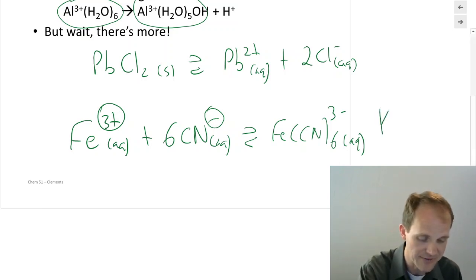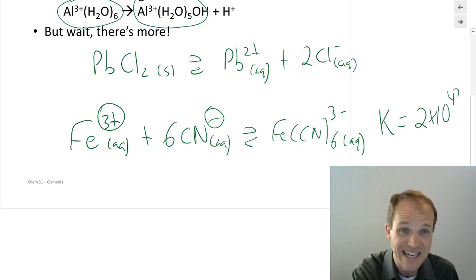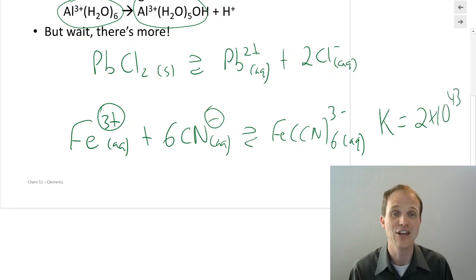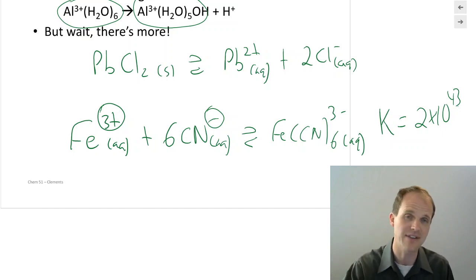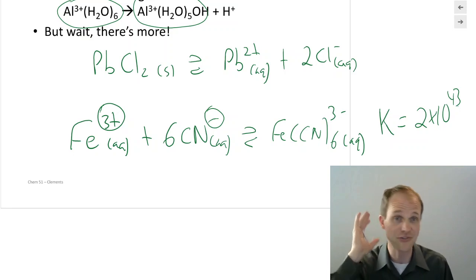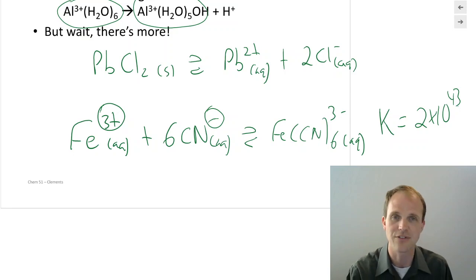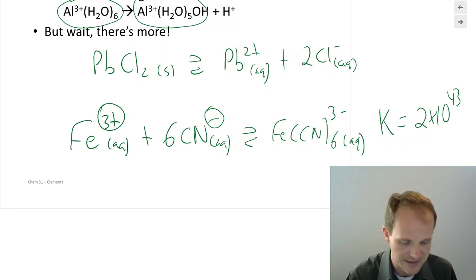And in fact, the K for this guy is 2 × 10^43. That's an enormous K. That says that that product is ridiculously favored. Not just like favored, not just like really favored. We're not even talking like, you know, Joseph in the Technicolor Dreamcoat. We're not talking like Joseph. We're talking like favored beyond belief. Okay, so huge amount of favoring of the products over the reactants.